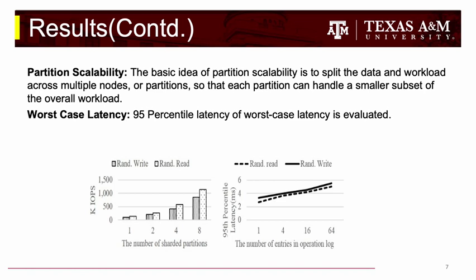The worst case latency is the maximum time that a system takes to respond to a given request. The figure demonstrates the 95th percentile latency when we issue a mixed random workload. The latency grows considerably depending on the number of entries in an operation log.